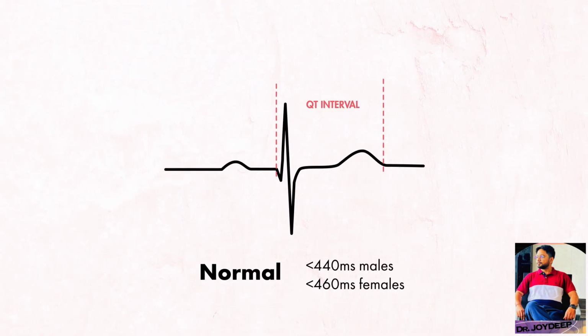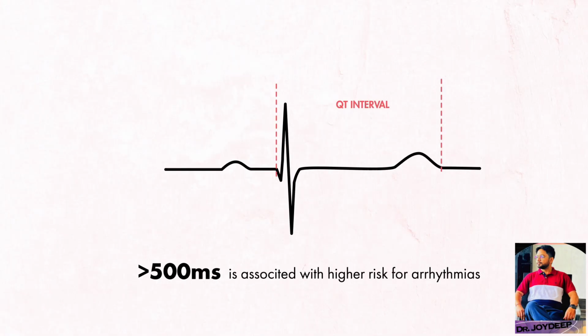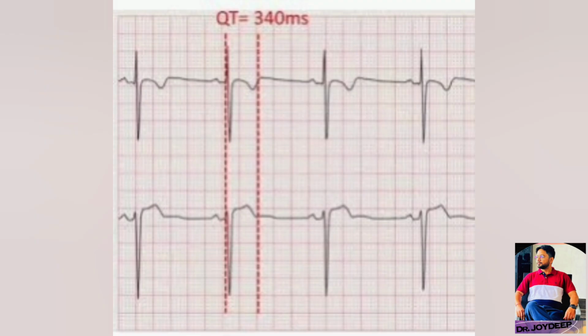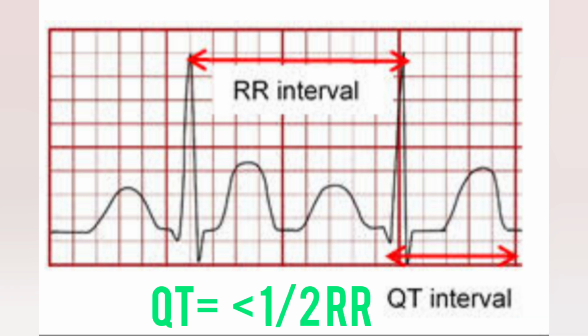Normal QTc values: QTc is prolonged if more than 440 milliseconds in men or more than 460 milliseconds in women. QTc more than 500 is associated with an increased risk of Torsades de Pointes. QTc is abnormally shortened if it is less than 350 milliseconds. A useful rule of thumb is that a normal QT is less than half of the preceding RR interval.